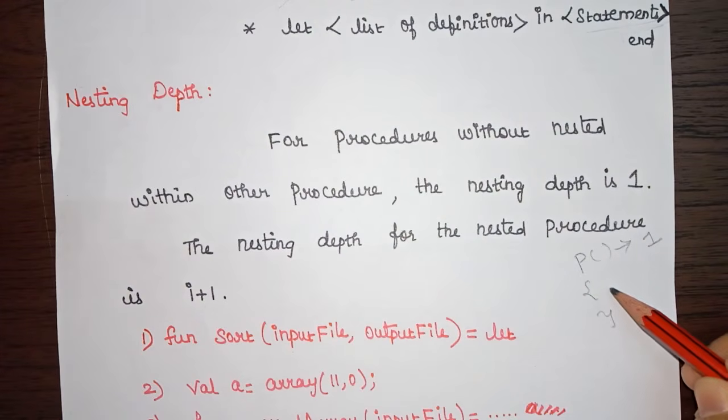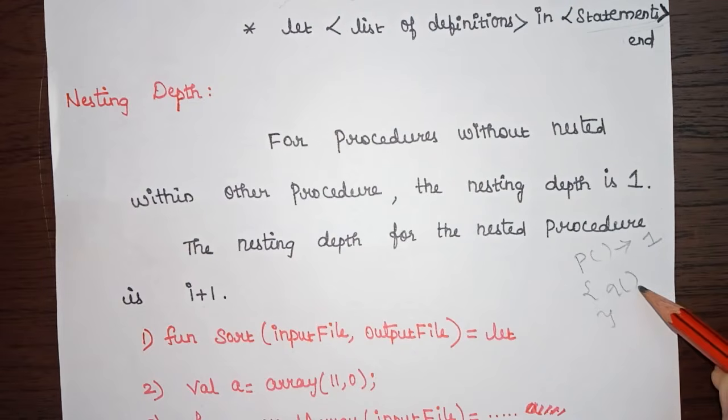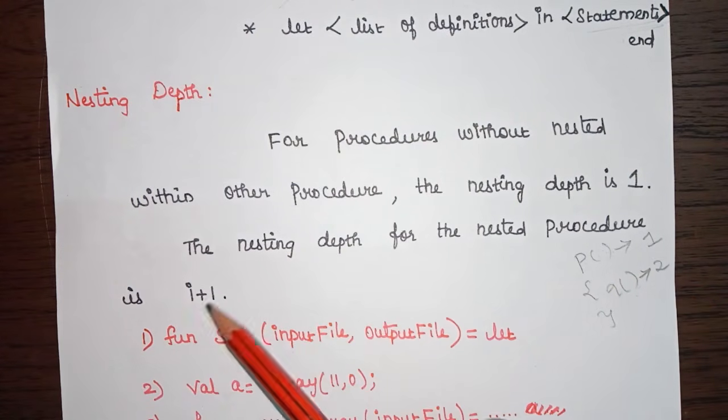And if there is one more case where we have another procedure Q, defined inside this procedure P, that is, a nested procedure of P, then we can say the nesting depth of Q is 2. So based on the nested procedures, we can define the nesting depth of the procedures. And here the nesting depth for the nested procedure is i plus 1.